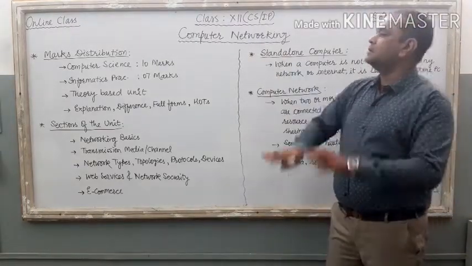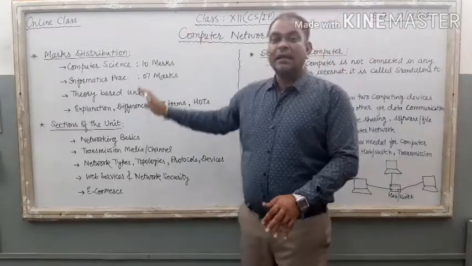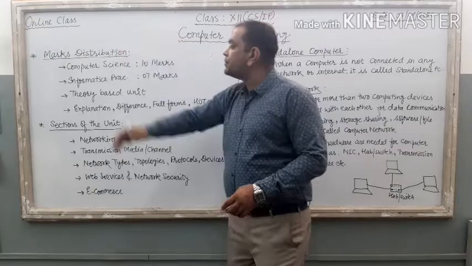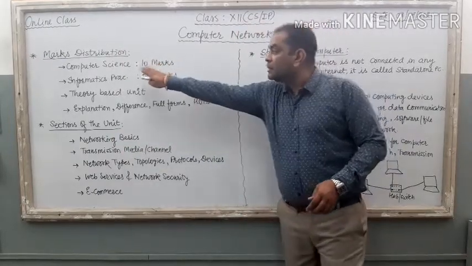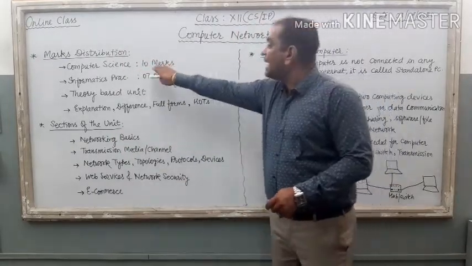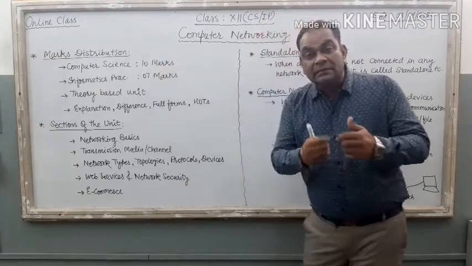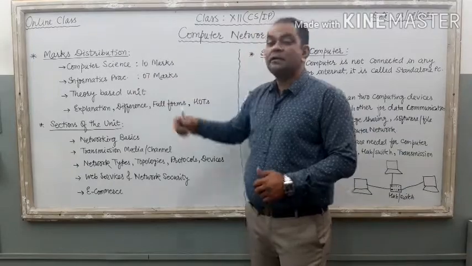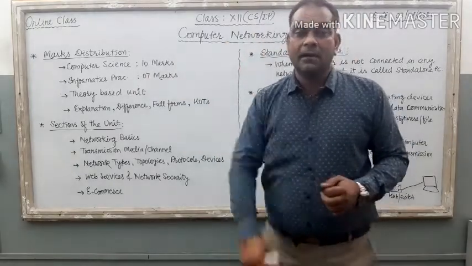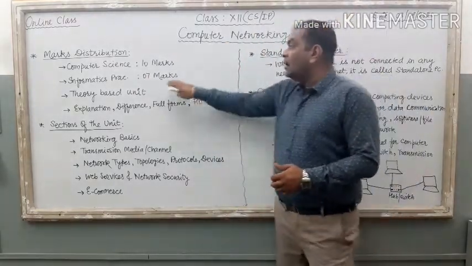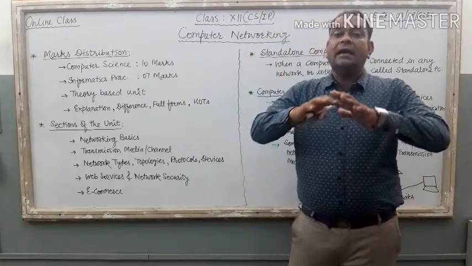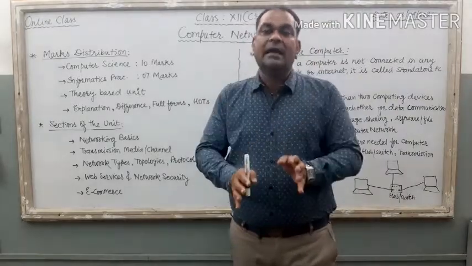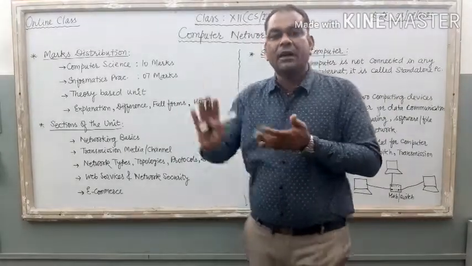Now, the very first thing: what is there in the unit, and what is the marks distribution? For computer science students it is a 10 marks unit, and for informatics practices it covers 7 marks from your annual question paper. The entire unit is completely theory based.